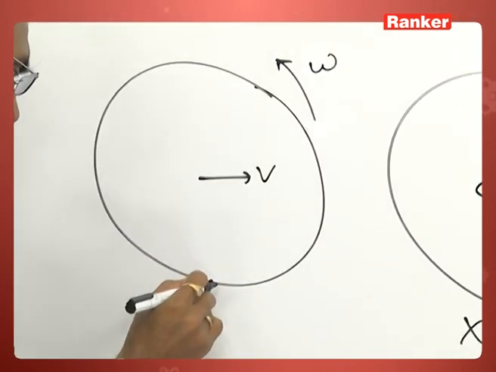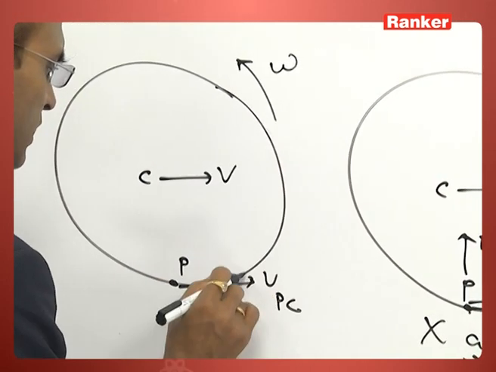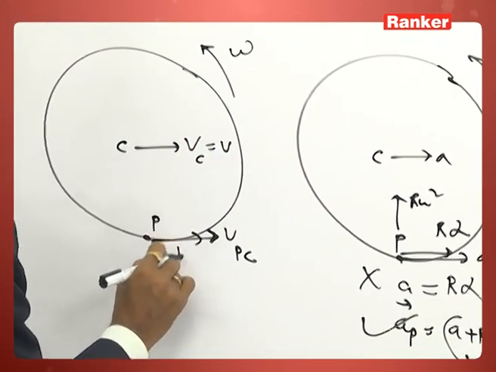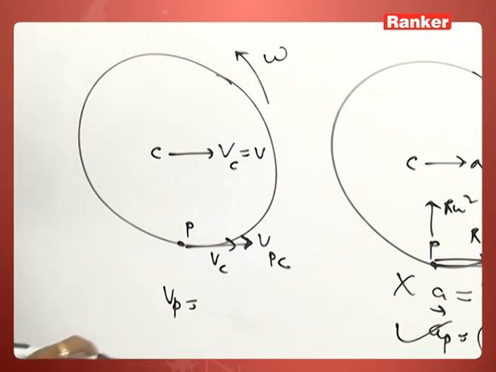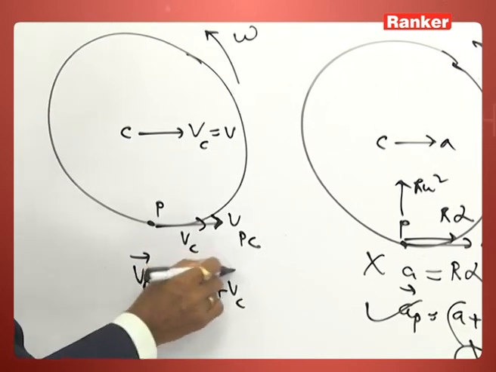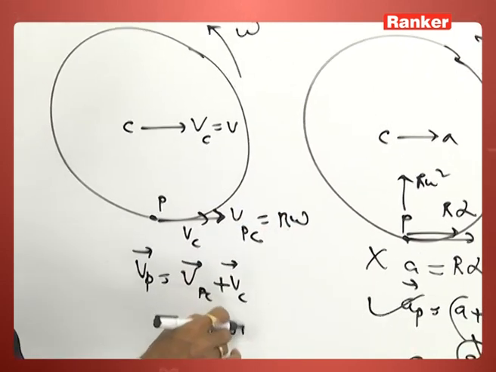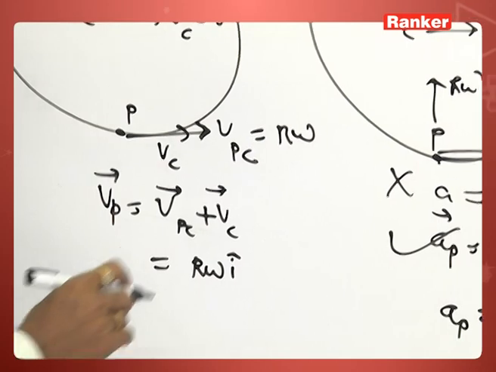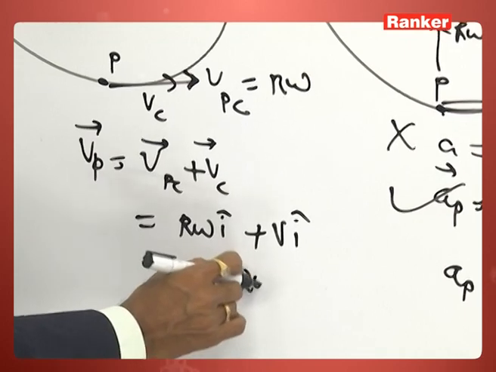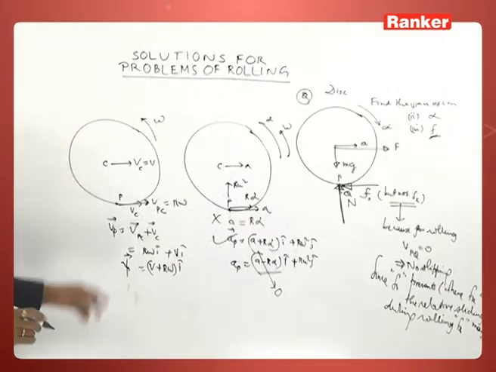So here velocity of this point is equal to velocity of this point with respect to center of mass plus velocity of the center of mass. So Vp is equal to Vpc plus Vc. Vpc is equal to r omega in positive x direction, and Vc is equal to V i cap. So you are getting V plus r omega into i cap. That is this point's velocity.